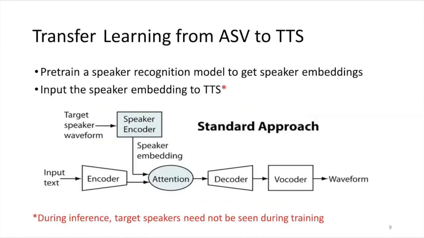So here's an illustration of the approach. We pre-train a speaker recognition model to get speaker embeddings. Then we input speaker embeddings to TTS. So the speaker encoder is totally separately trained. And during inference, target speakers don't have to be seen during training. We can do this in a zero-shot manner by just getting the speaker embedding using a little bit of the target speaker's speech and just inputting that into the TTS model along with the text.